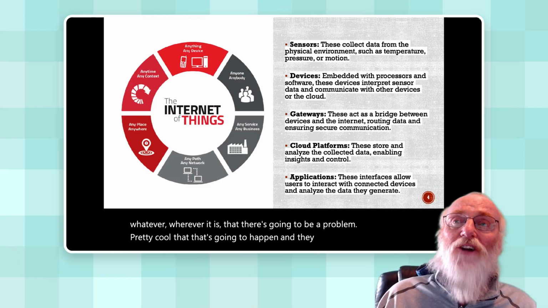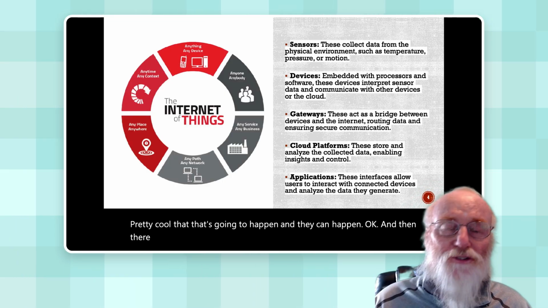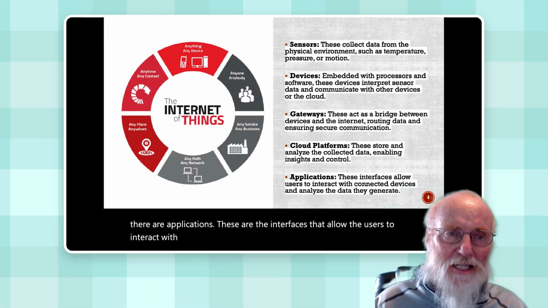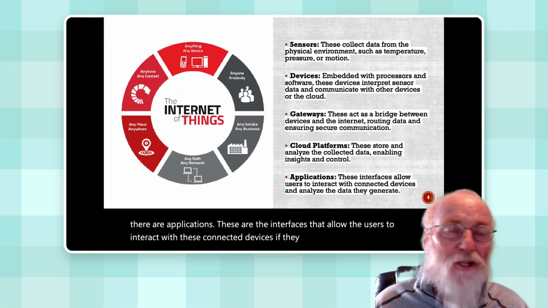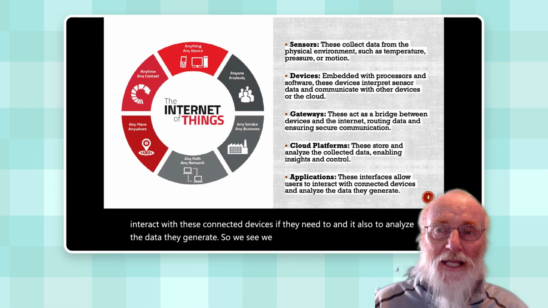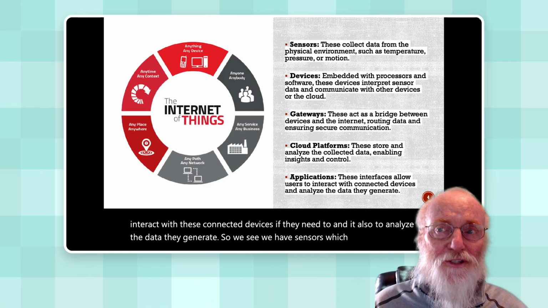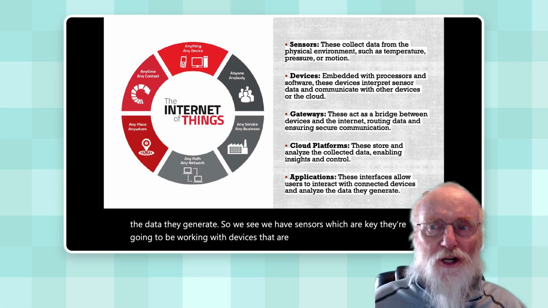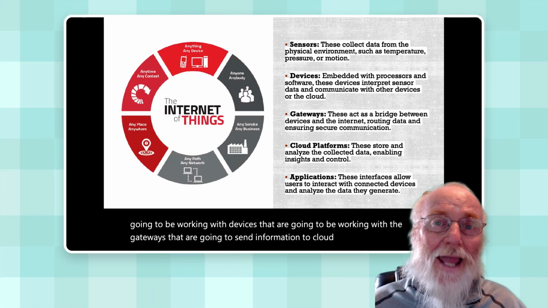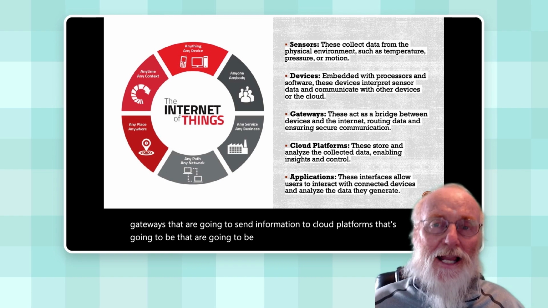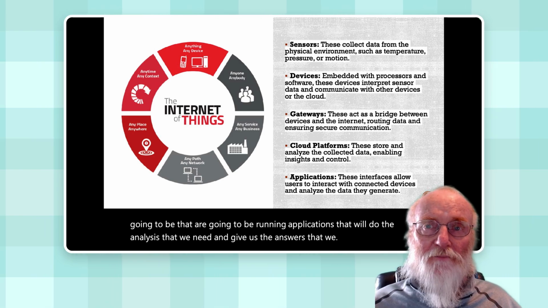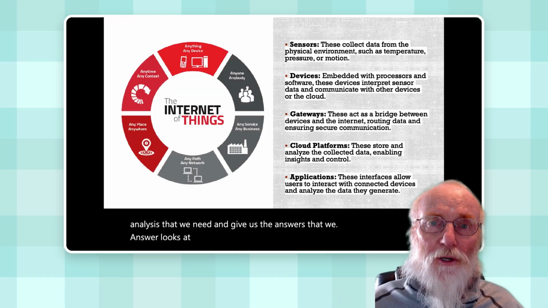Okay, and then there are applications. These are the interfaces that allow the users to interact with these connected devices if they need to, and also to analyze the data they generate. So we see we have sensors, which are key. They're going to be working with devices that are going to be working with the gateways that are going to send information to cloud platforms that are going to be running applications that will do the analysis that we need and give us the answers that we need after it looks at the data. That is how IoT works.